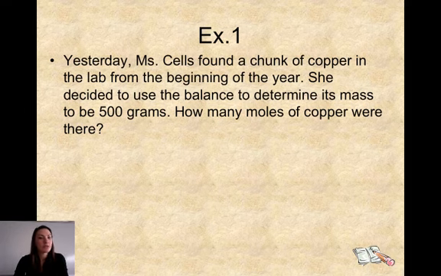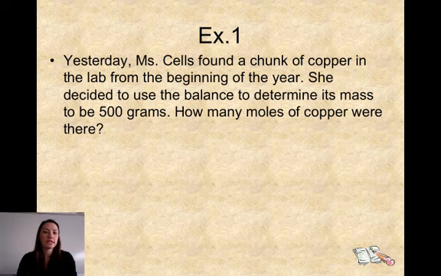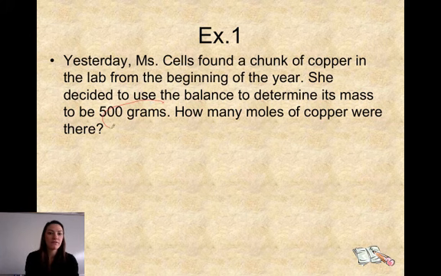Alright, so here's a question. Yesterday I found a chunk of copper in the lab from the beginning of the year. That wouldn't happen, but let's pretend. So I used the balance to determine what the mass was. The mass was 500 grams of copper. So when you look at this, you want to start and put your given over 1. You'll notice that I'm given 500 grams.